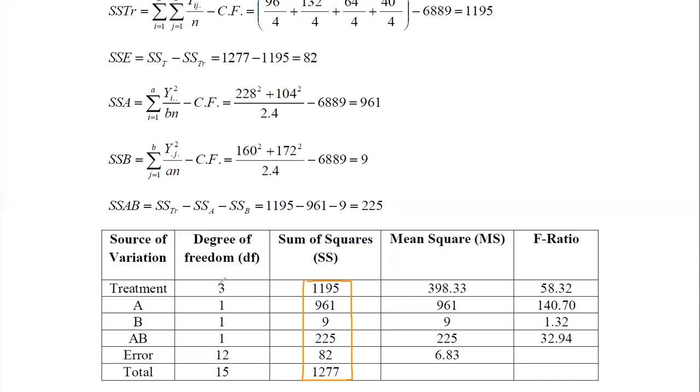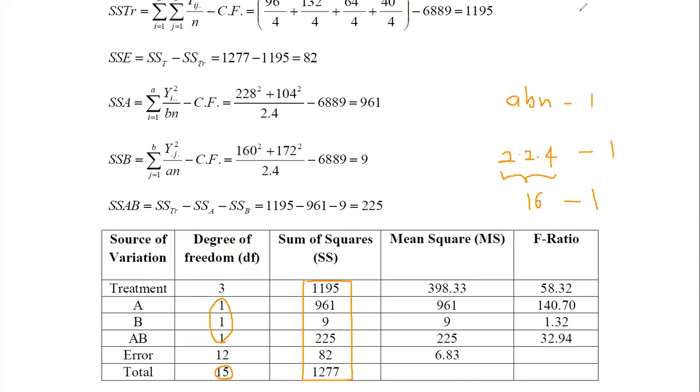To obtain the degrees of freedom, the total degrees of freedom we can obtain using A times B times N minus 1. We had 2 levels for factor A, 2 levels of factor B, 4 observations in each combination, and this amount minus 1. Therefore, this is the value 16 minus 1, so the degrees of freedom of total is 15. First we can obtain this value, then we can easily obtain this set of values.